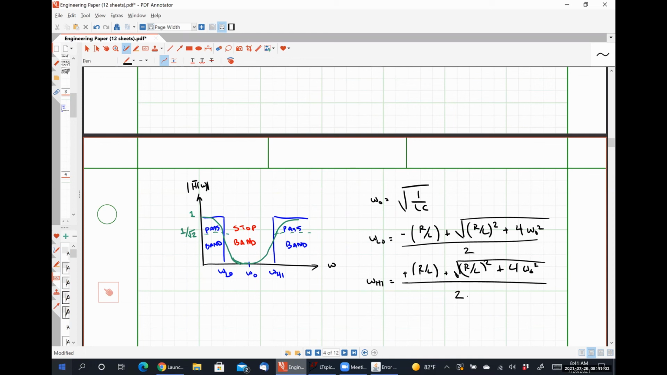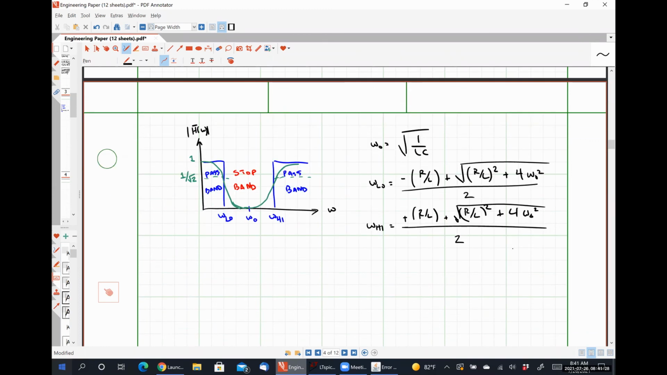Exact same omega naught, omega low, and omega high that we saw for our band pass filter. So it's the same thing, same parameters for omega low and omega high. It'll also have the same bandwidth, but in this case, the bandwidth represents the range of frequencies over which attenuation occurs, as opposed to the range of frequencies over which signals are passed.